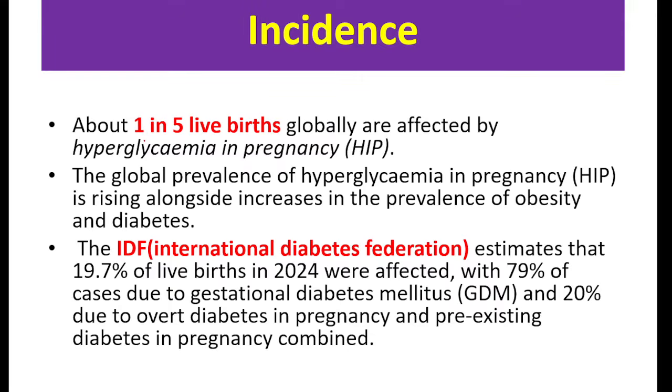About 1 in 5 live births globally are affected by hyperglycemia in pregnancy. The global prevalence of hyperglycemia in pregnancy is rising alongside increases in the prevalence of obesity and diabetes. The IDF, that is the International Diabetes Federation, estimates that almost 19.7% of live births in 2024 were affected, with almost 79% of cases due to gestational diabetes mellitus and 20% due to combined overt diabetes in pregnancy and pre-existing diabetes in pregnancy.